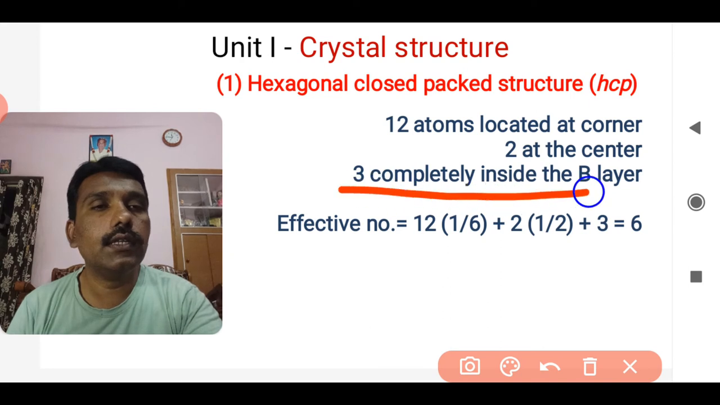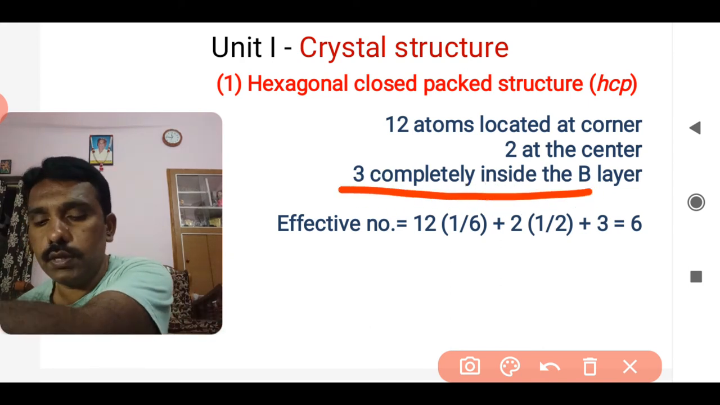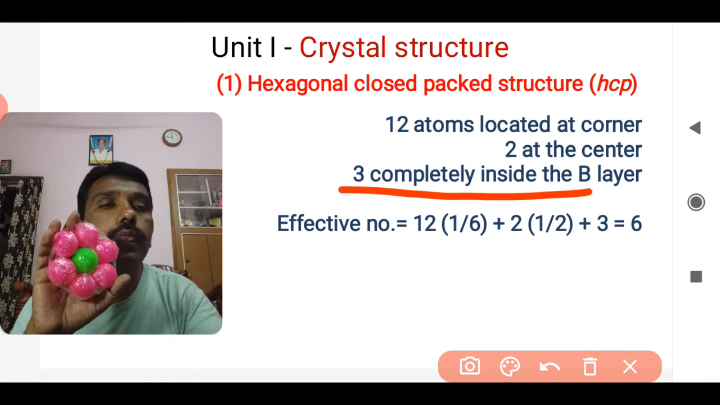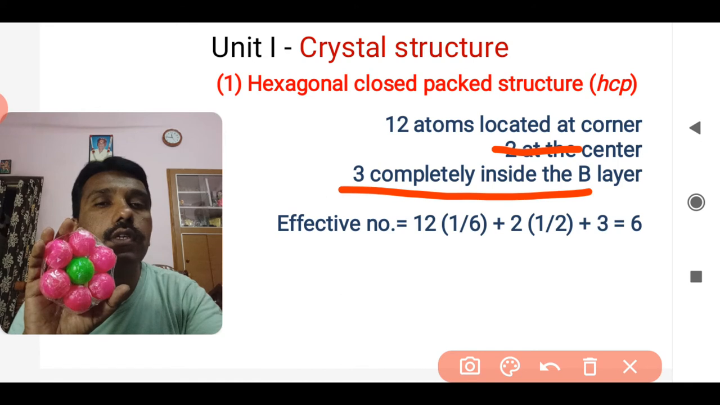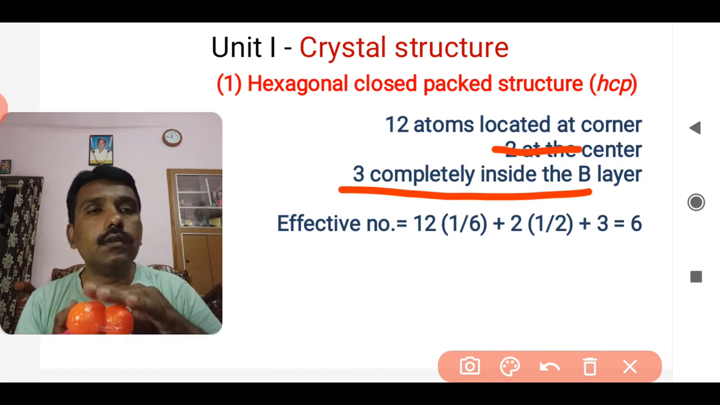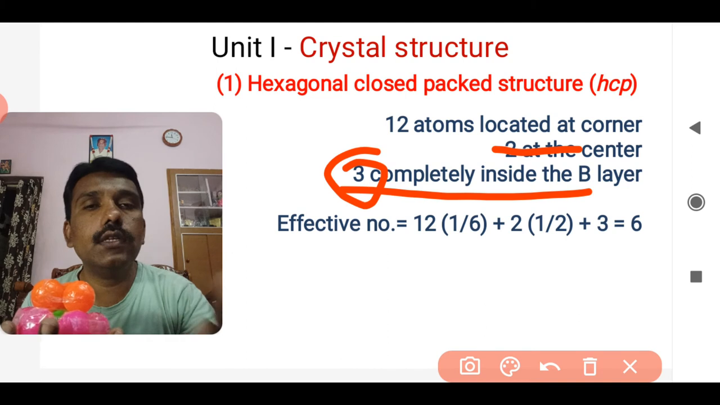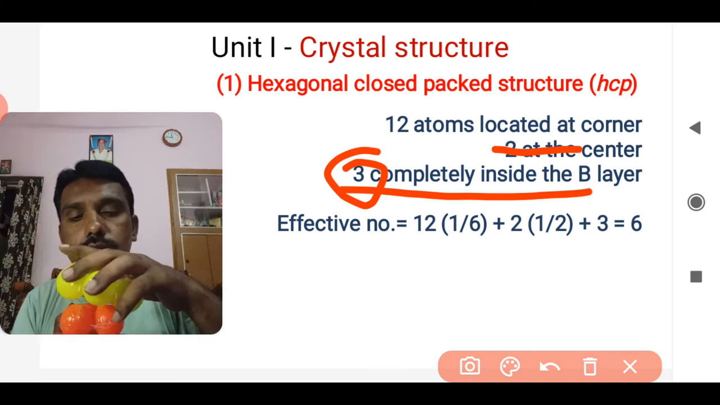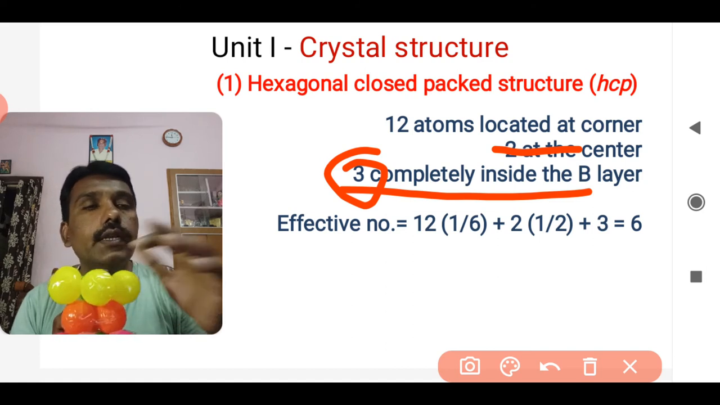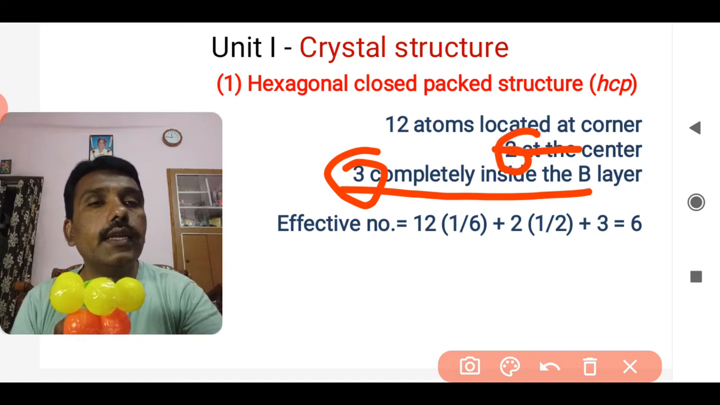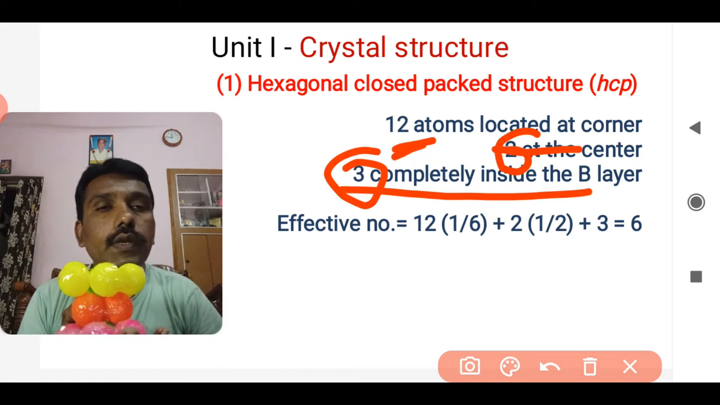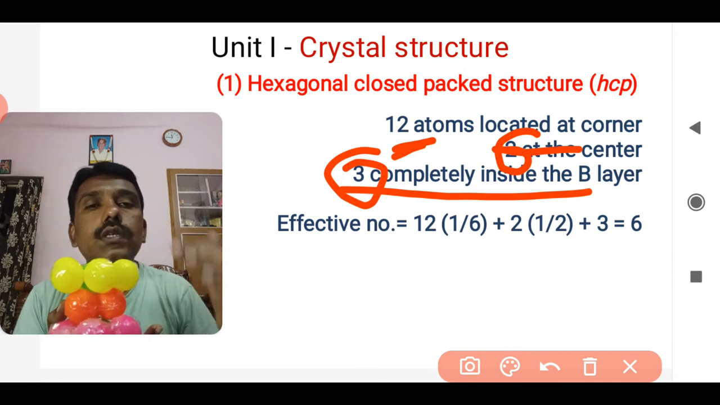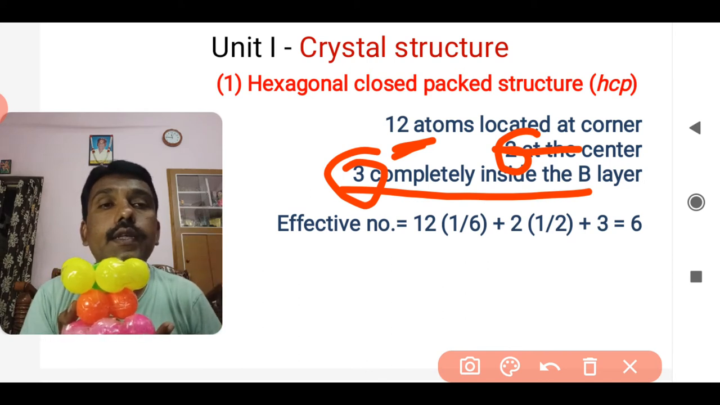These are the 3 layers. If you look at the same case here again, these are the 6 atoms surrounded by 1 atom at the center, instead of 2, 1 is here. These are the 3 that are completely inside, and again another layer with the 6 atoms with one center point, and that's why it gives you 2. And that's how the 12 atoms are located at the corners, these 6 and these 6, that is 6 plus 6, 12 atoms.